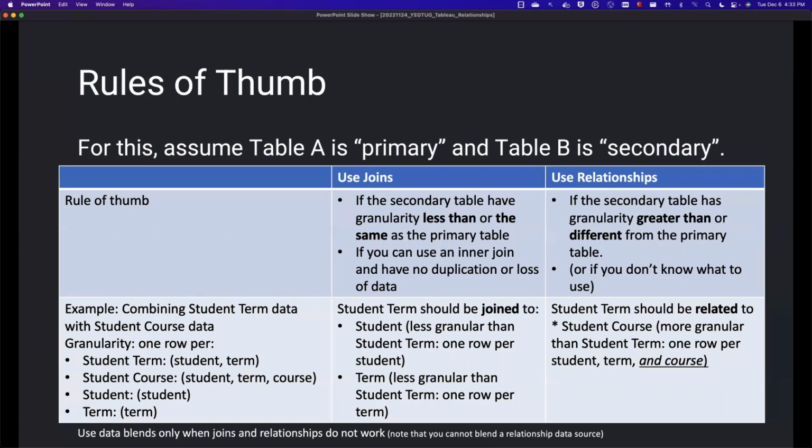An exception to this is that lookup tables can almost always be joins. So if we have a program lookup table, that can be a join because there should only be one program description for one program code that lives on our primary table.